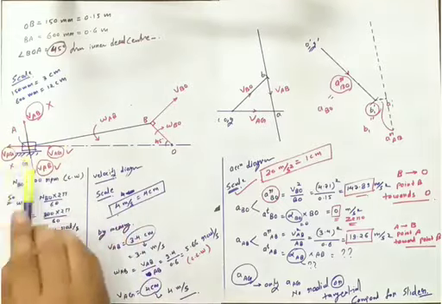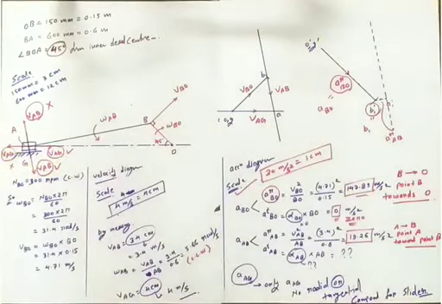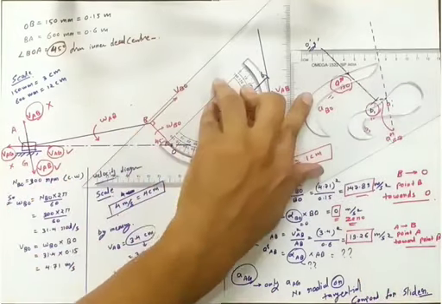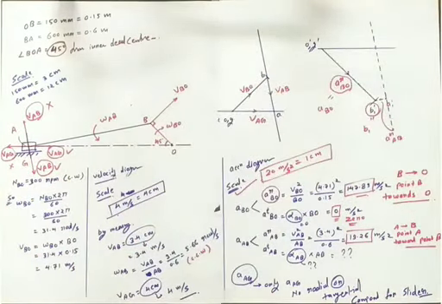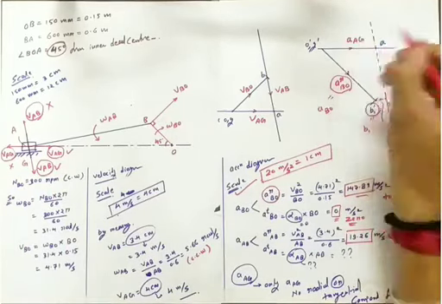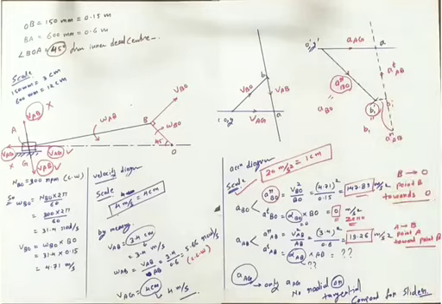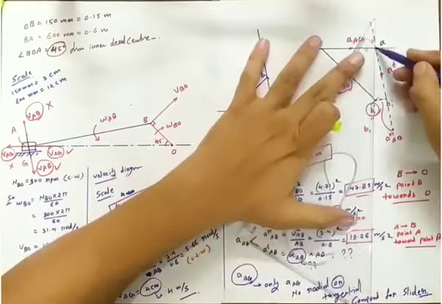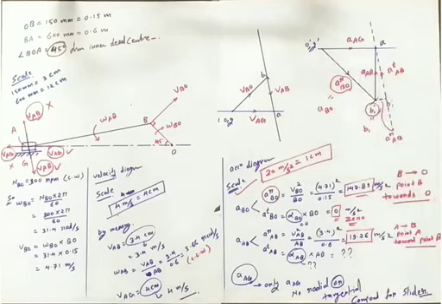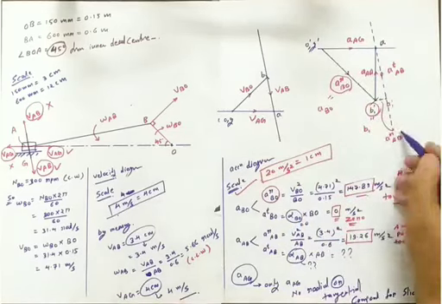Now we'll go for the slider, and slider has no component, only single acceleration. So we will go on horizontal direction on this. So you can see the intersection, that is point A. This is acceleration of AG, this is tangential acceleration of AB, and we will just call this acceleration of AB. So acceleration portion is completed.